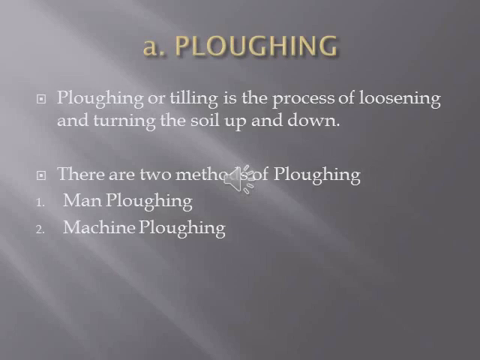Now let's see about the methods of soil preparation. The first method of soil preparation is plowing. Plowing includes loosening and digging of soil. During plowing, the soil becomes loose and the nutrients in deep soil come to the top. There are two methods of plowing. One is man plowing, and another one is machine plowing.